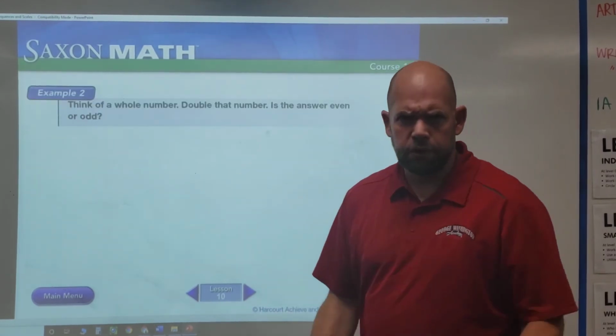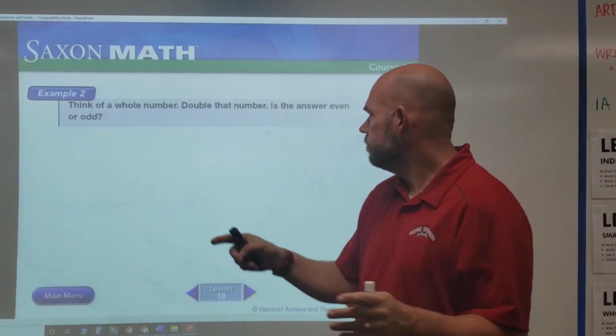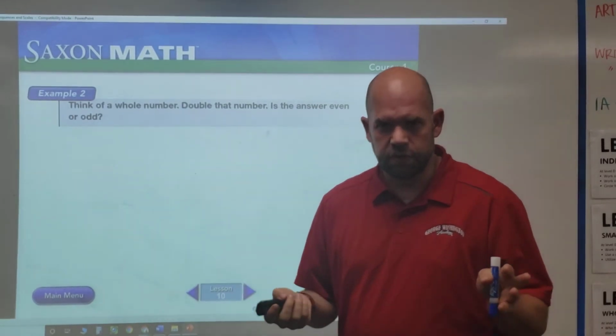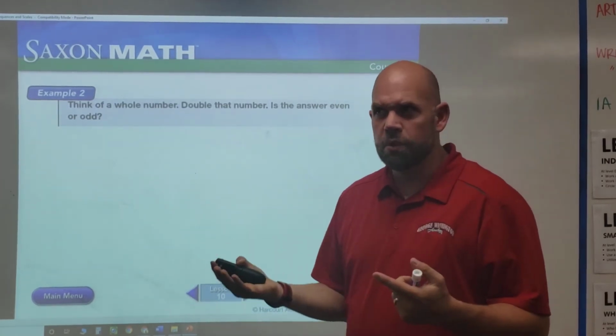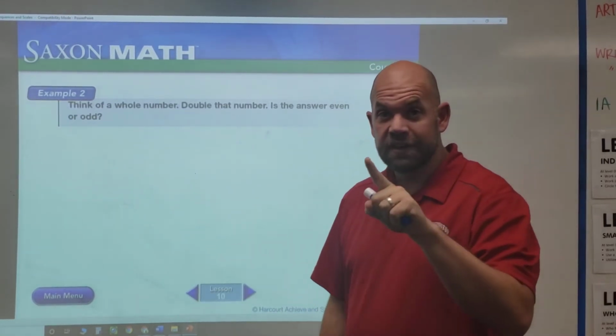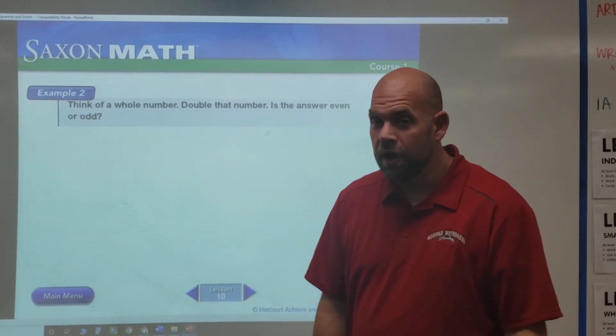So think of a whole number, any whole number. I'm going to think of 7. Double that number. 7 times 2 is 14. Is the answer even or odd? The new number, 14, is even. And you'll find that no matter what whole number you picked, if you multiply it by 2, that's even.